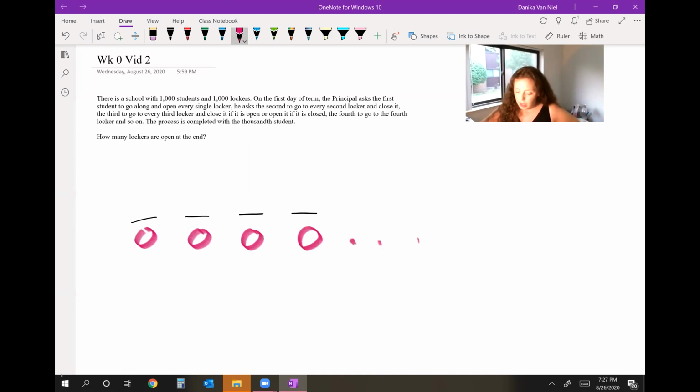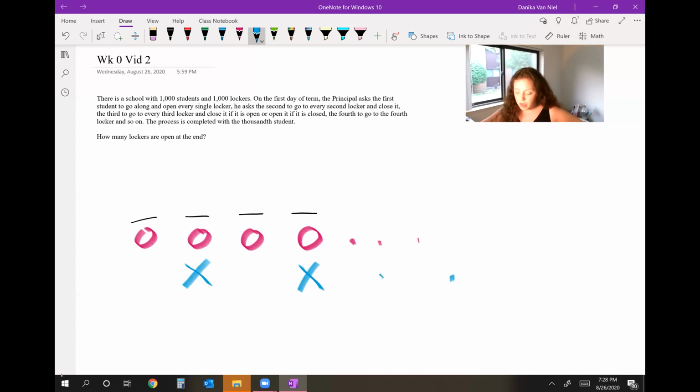Okay, so the second student is going to come along and they're going to skip the first one. Okay, so the first one is now fixed forever because none of the students are ever even going to interact with the first one again. Okay, so the first one is stuck forever now. And so this student is going to go along and close. Maybe I'll do an X. We could play tic-tac-toe. Okay, so now, but every other, right?